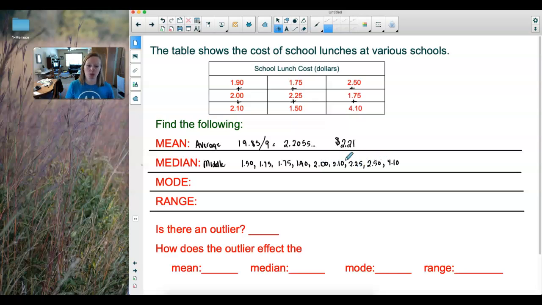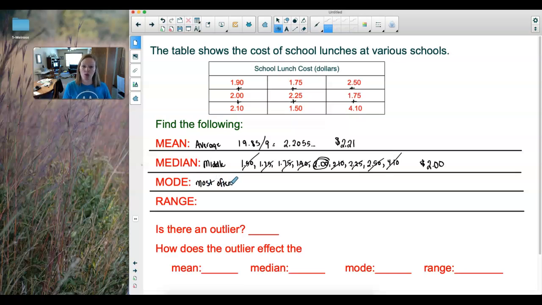And then we need to work our way to the middle. So we cross off a low number and a high number. Low, high, low, high, low, high, and we get this right in the middle. So that means our median is $2. Okay, the mode is the number that appears the most often.